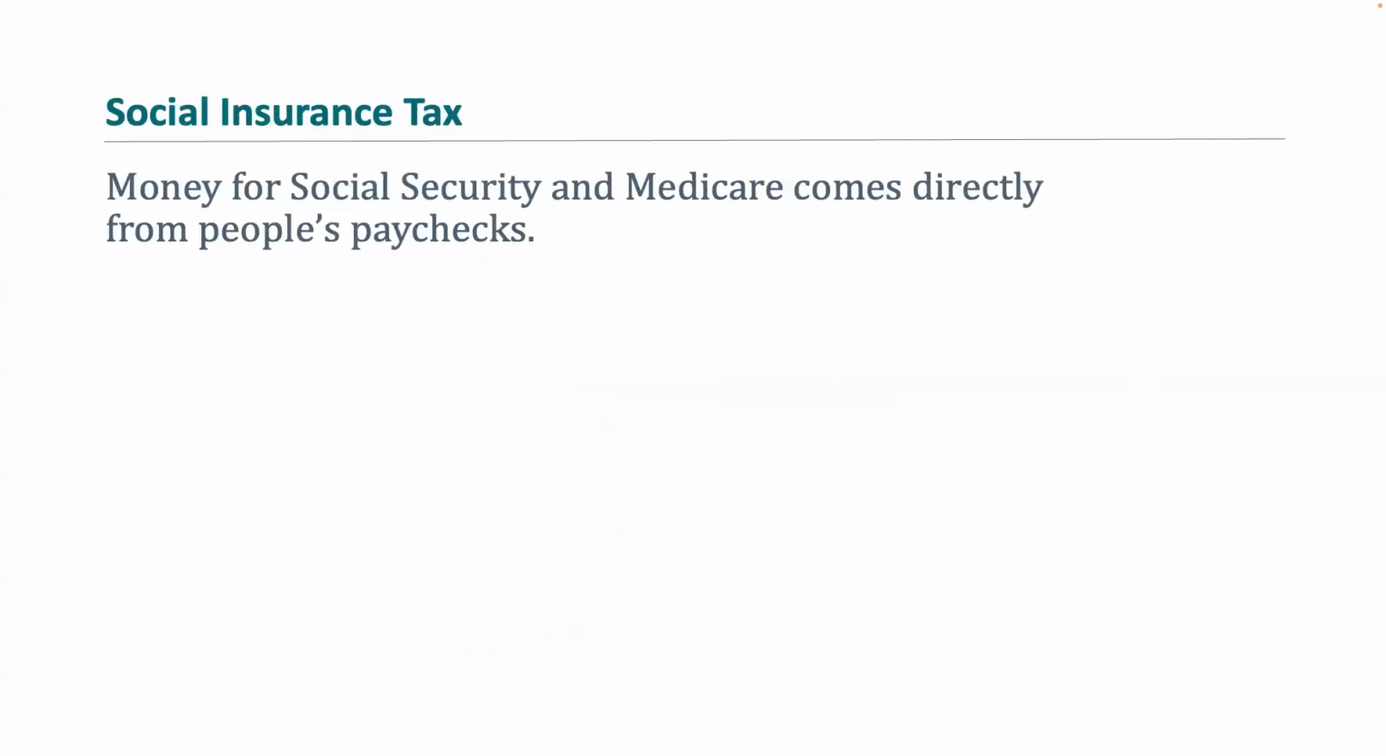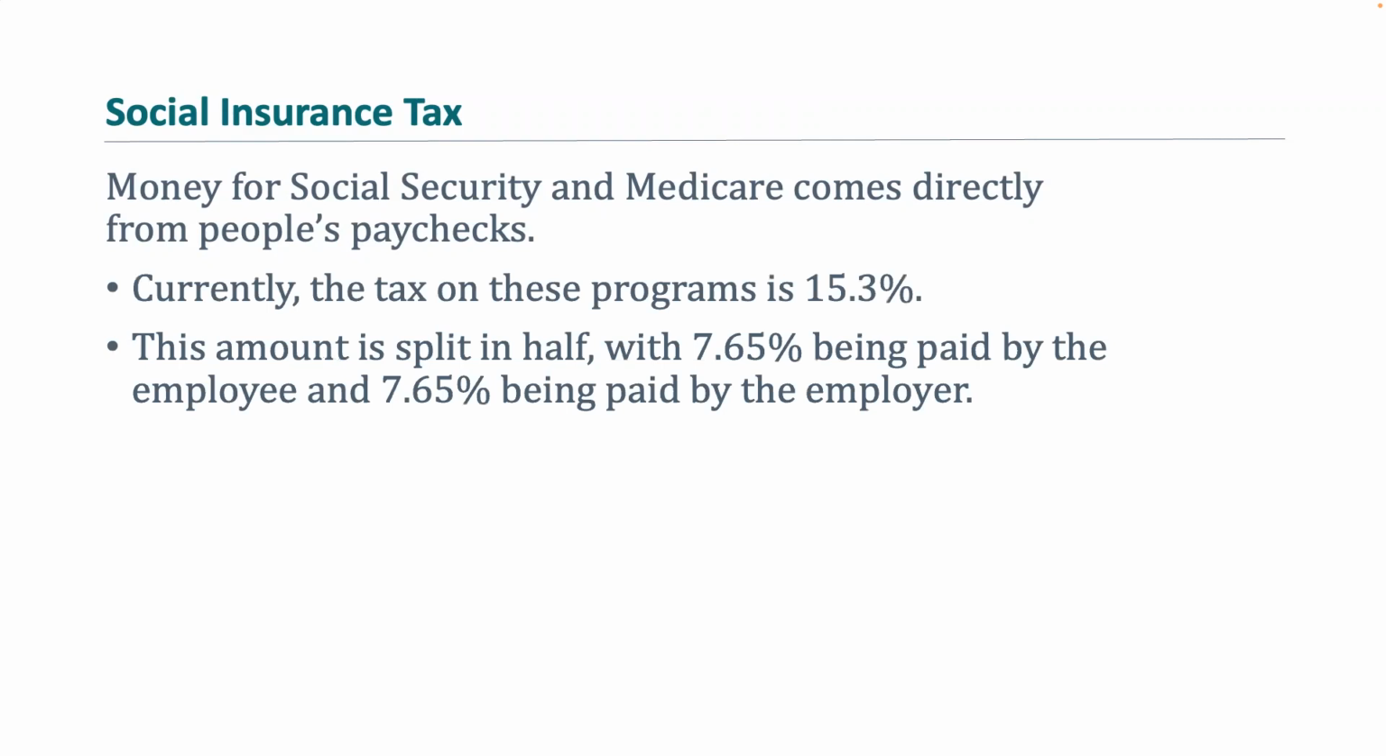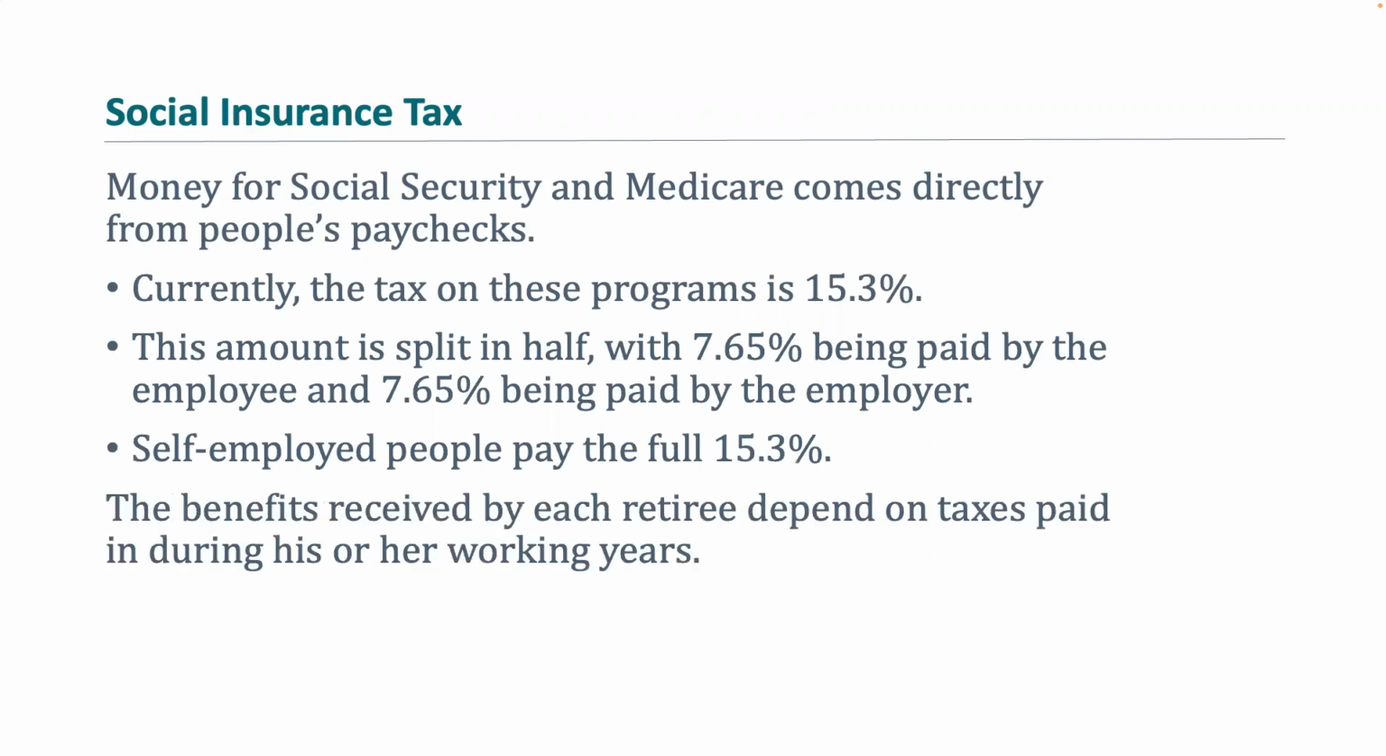Social insurance tax is money for Social Security and Medicare that comes directly from people's paychecks. Currently, these are about 15.3%, and this is split in half. So you pay half of this tax, about 7.65%, and then your employer pays the other half, which again is about 7.65%. Self-employed people will pay the full 15.3%, and the benefits received by each retiree are going to be dependent on what they paid in during their working years.